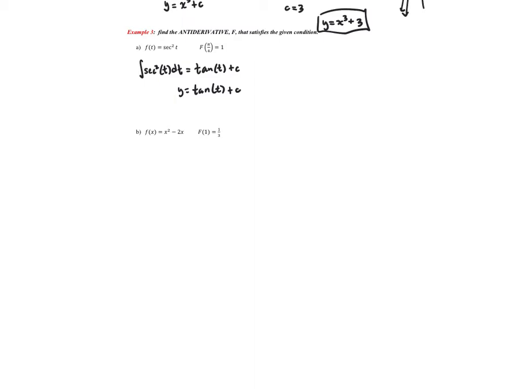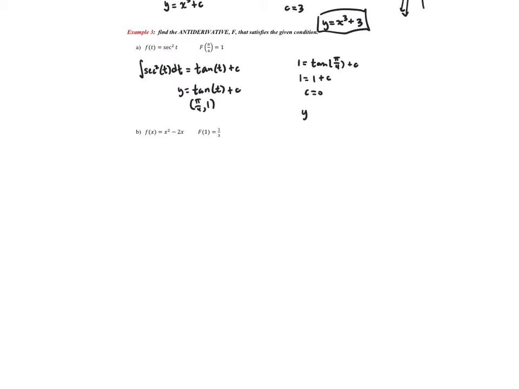Now I want it to satisfy this condition, pi over 4 comma 1. And thus, if I plug a 1 in for y and a pi over 4 for t, you'll see that the tangent of pi over 4, yeah, the trig's not going away, so don't wish it away because it's not happening. We see that c equals 0.